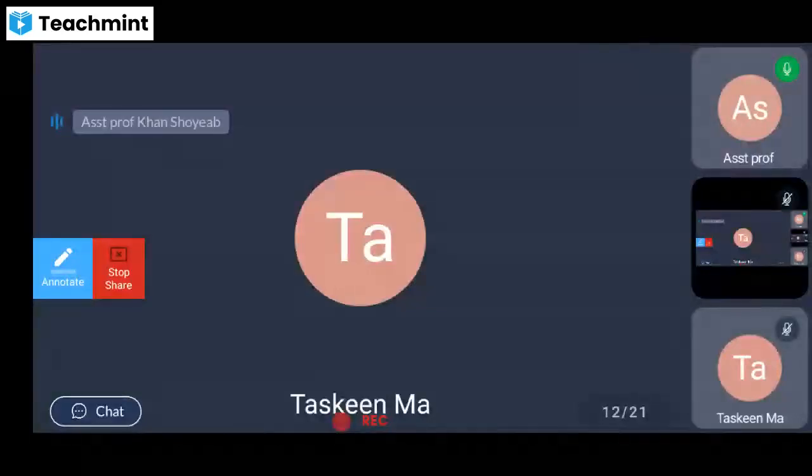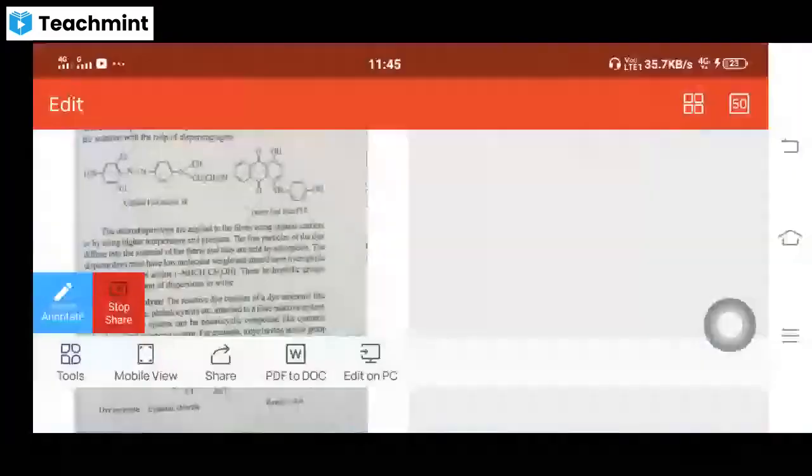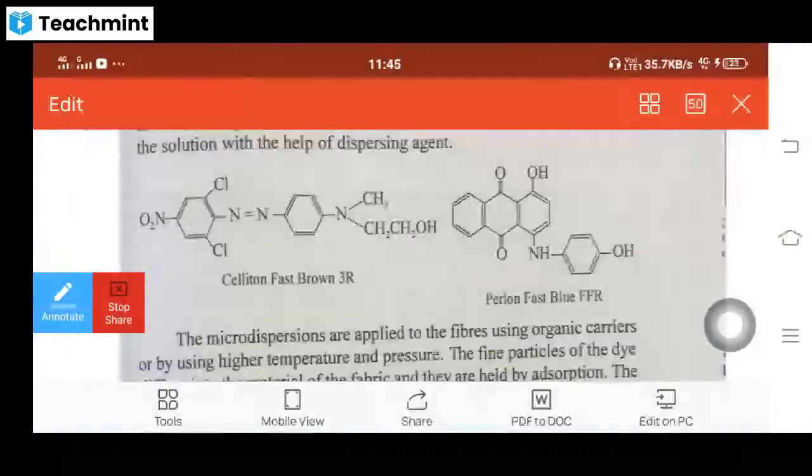So types of dyes, depending upon its properties, classification on the basis of type.